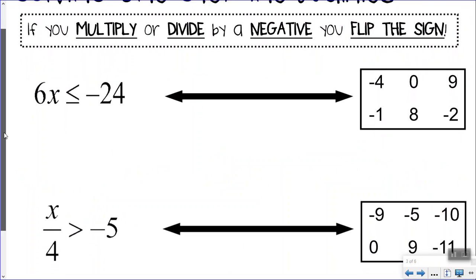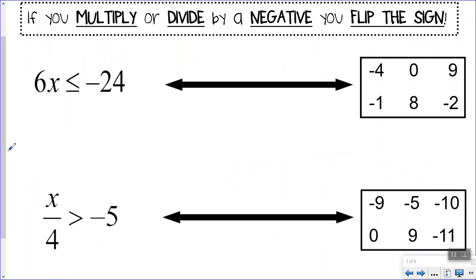Now, when we talk about multiplying or dividing by a negative, that means if we're doing it on both sides. If we look at this first example here, I do have a negative 24, but in order to isolate the variable, I'm going to divide both sides by positive 6. If I divide by positive 6, I do not need to flip my inequality symbol around, and we're just going to be left here with x is less than or equal to negative 4.